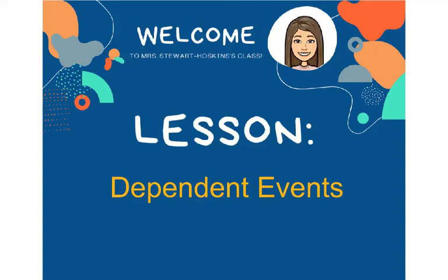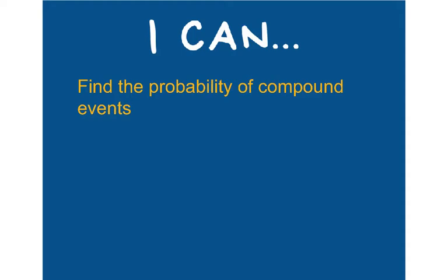Hey guys, today we are going to learn all about dependent events. By the end of this lesson, you will be able to find the probability of compound events, specifically dependent events. In our last lesson, we talked about independent events where one event did not affect the other. So the outcomes were independent. In this lesson, our outcomes are going to be dependent. And we'll talk about what that means on the next slide.